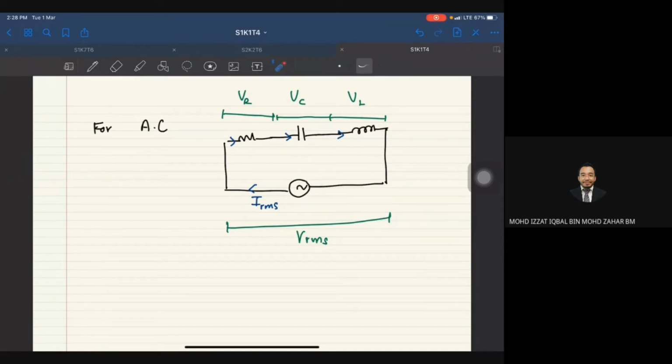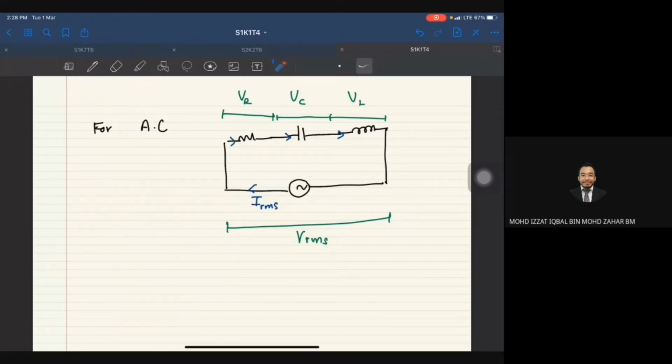Okay, nanti kamu akan belajar soon, sekejap lagi, yang across the capacitor and across the inductor, voltage ni dia tak datang serentak. So ada yang datang lambat dan ada yang datang awal. So because of that, you cannot simply add, yeah, VR tambah VC tambah VL. Ini salah, eh? It's not like this lah.